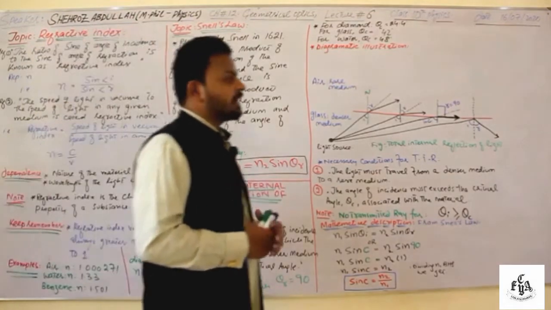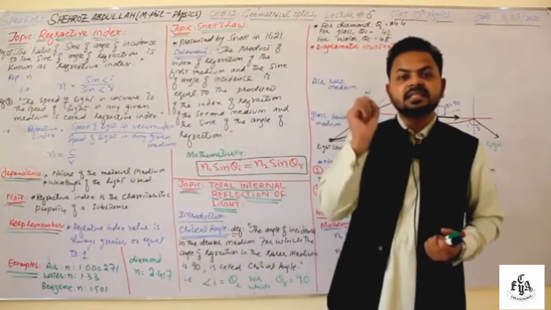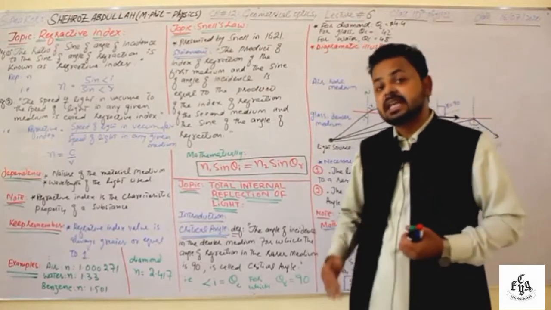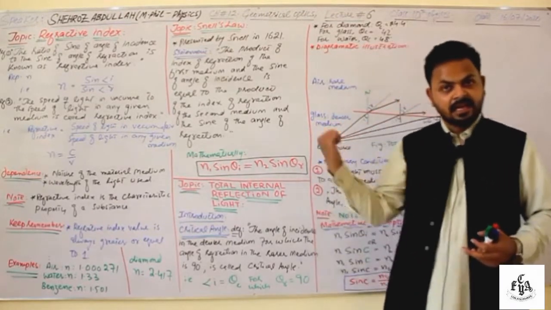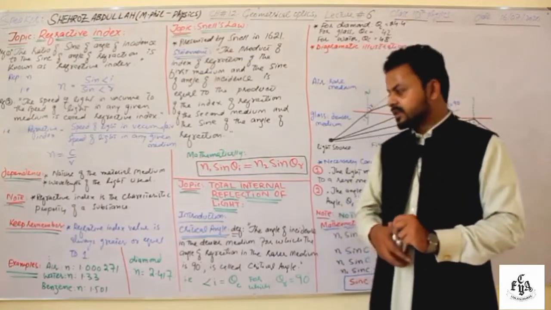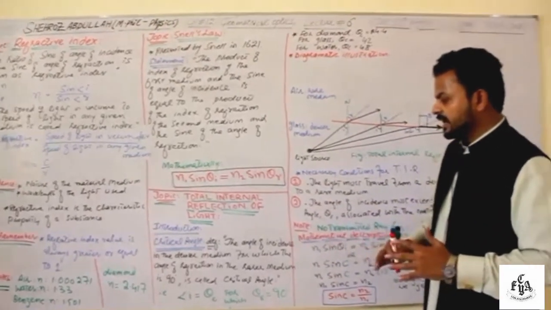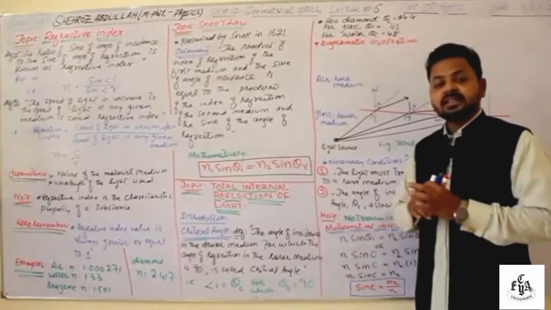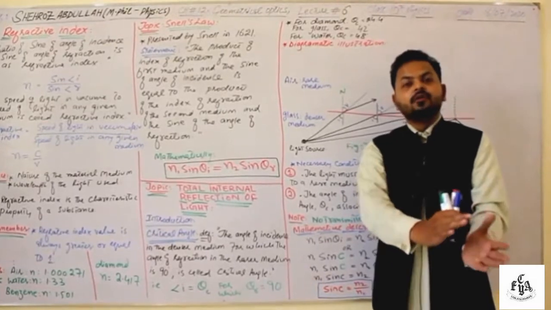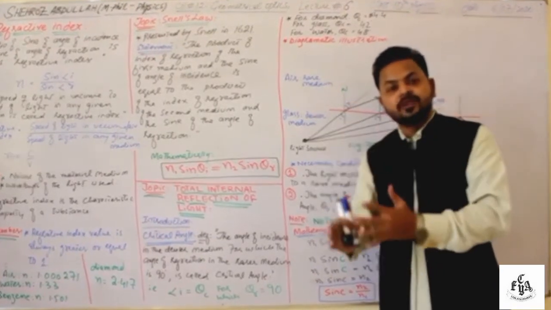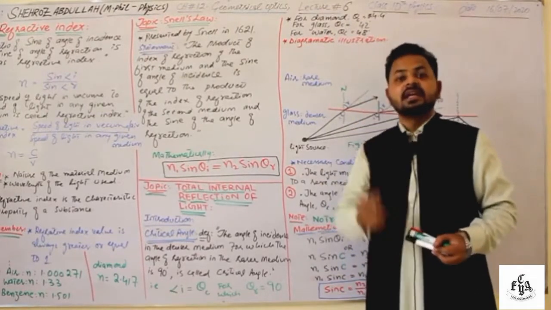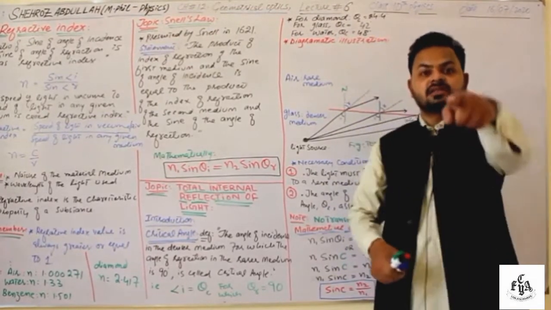Critical angle is that incident angle for which the angle of refraction is 90. First of all, we understand critical angle, then we will proceed further. What is critical angle? That incident angle in the rare medium for which the angle of refraction in the denser medium is 90 degrees, that incident angle is known as critical angle.